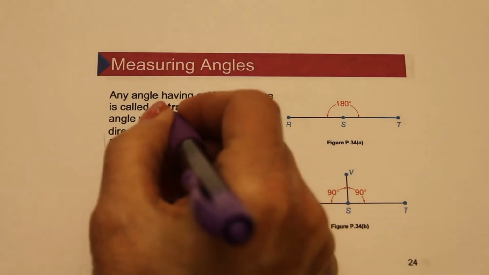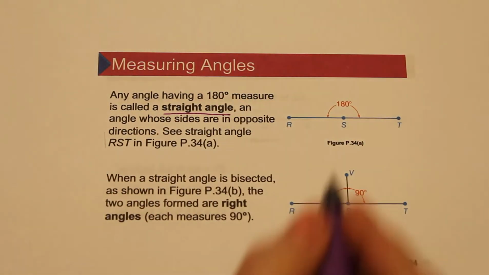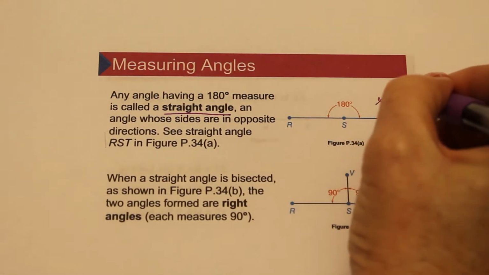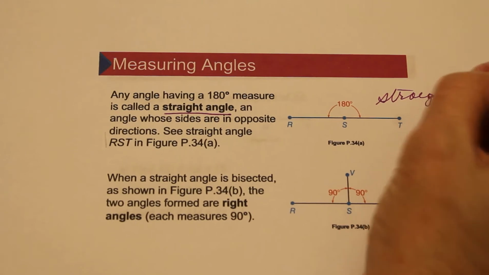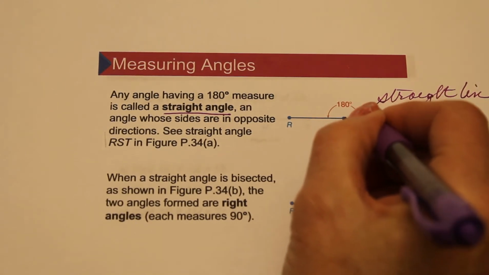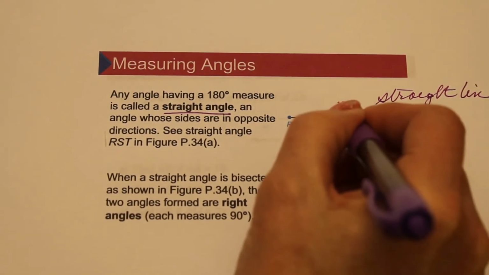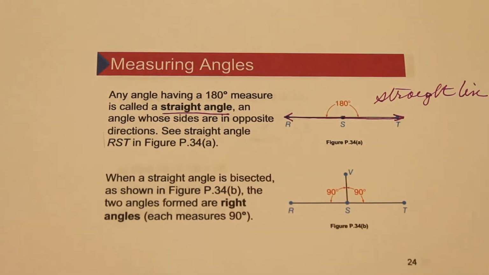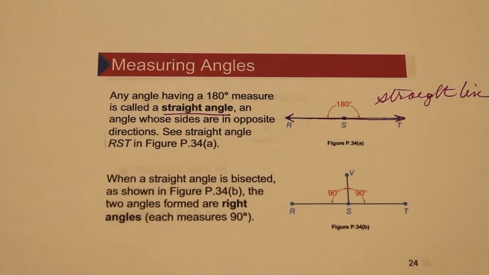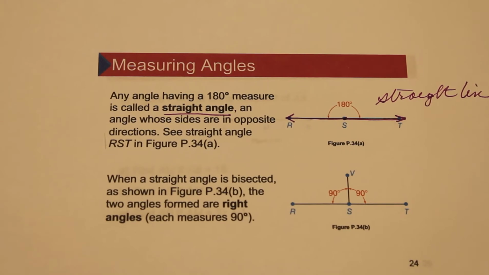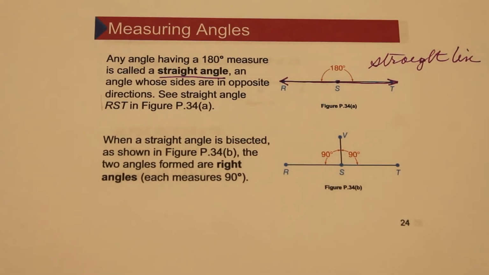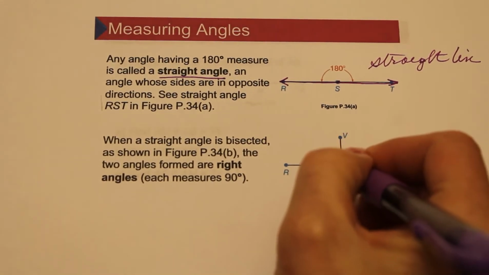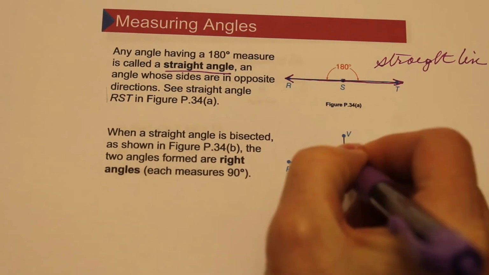A straight angle is equal to a straight line. So here's my vertex, and here's one side and here's the other. So the measure of a straight line is 180 degrees. So we have straight angle, and then there's also a right angle. The measure of a right angle is always 90 degrees.